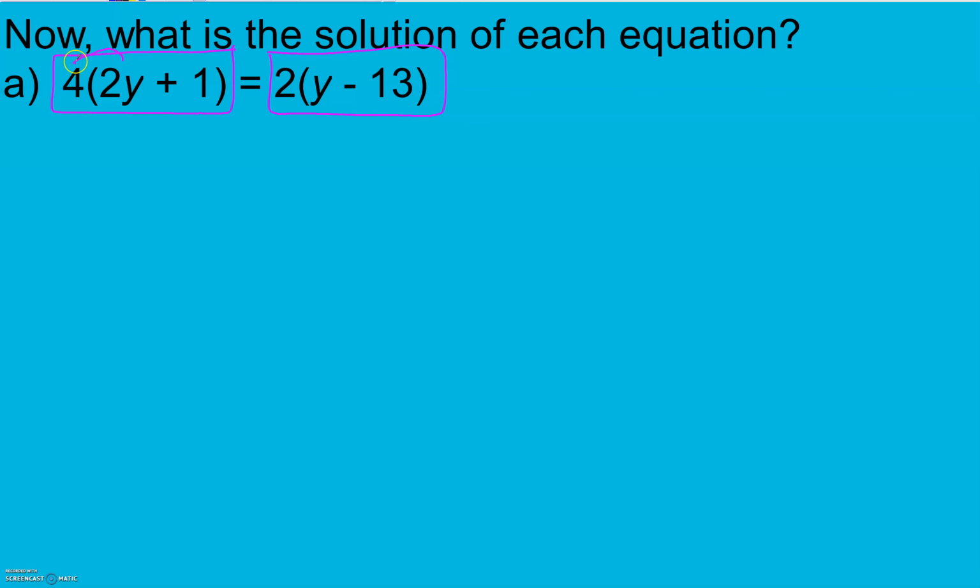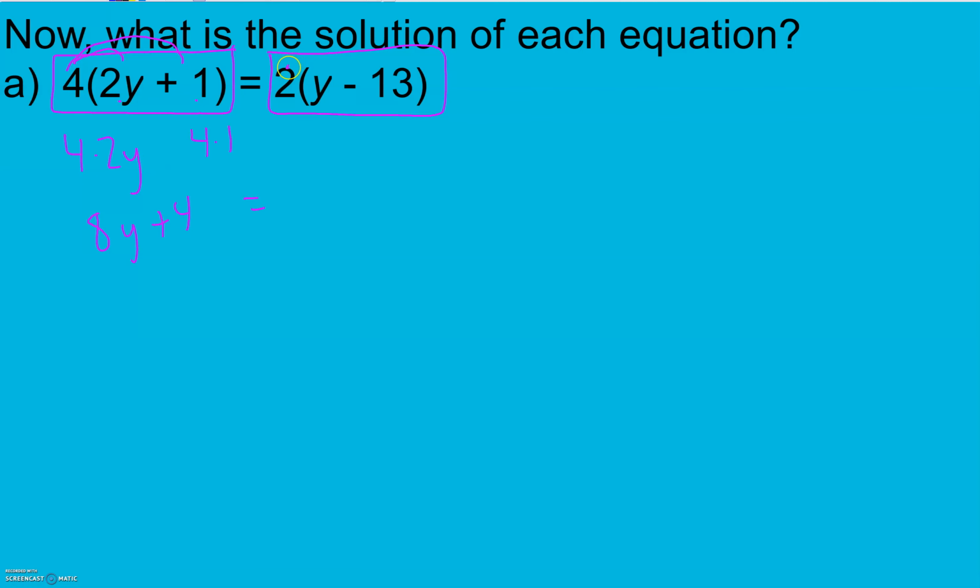On the left, I have parentheses, so I'm going to distribute to get rid of that. 4 times 2y, and then I'm going to take 4 times 1. 8y plus 4. Again, both pieces have changed, so I distributed to both.